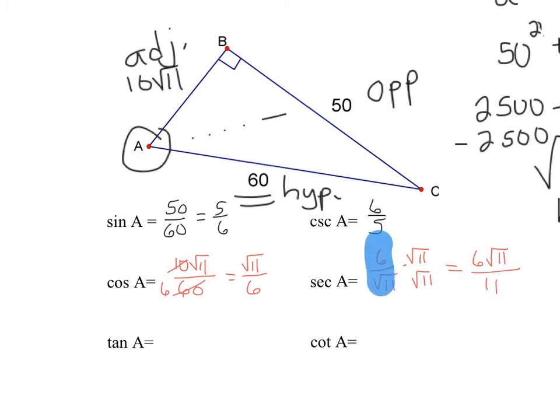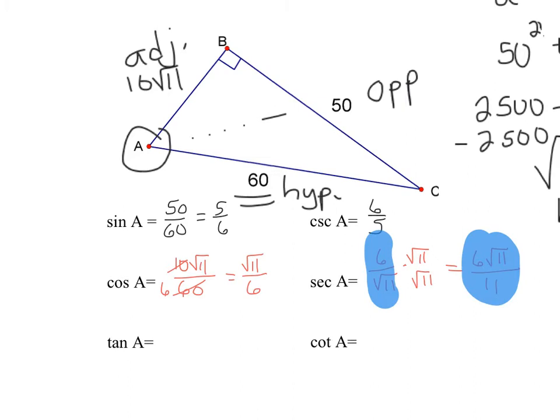So this value, 6 over square root of 11, and this value, 6 square root of 11 over 11, is the same number. It's just that the second one has no square root on the bottom, and that is kind of a more proper, rigid mathematical way to write it. Not incorrect to write it the other way, just a little different.